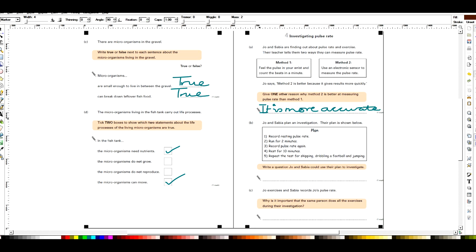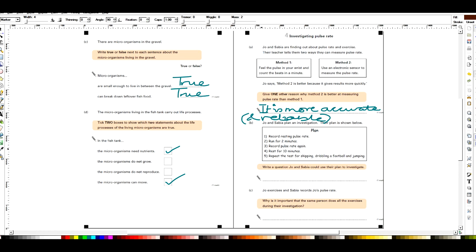Okay, can you make sure you fit yours on the line? Because I'm writing quite big, so I'm using quite a lot of space. Can you try to fit yours on the line itself, please? It is more accurate, reliable. You only need to give one of those reasons, so that will do. I'll put that in there as an extra one just to give you a different choice when you write it down. Joe and Sabia plan an investigation.